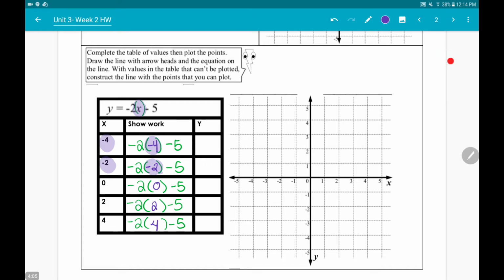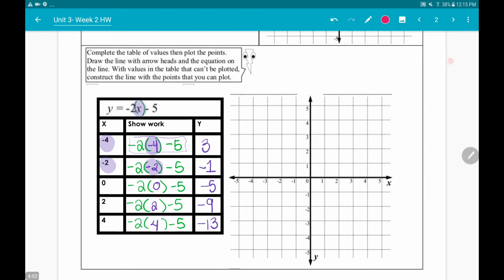Okay, and I can use my calculator to do this next part, right? So I can just type in this whole thing. -2 times -4, then -5. And then I get 3. Then I get -1. And then we get -5. -9. And -13.